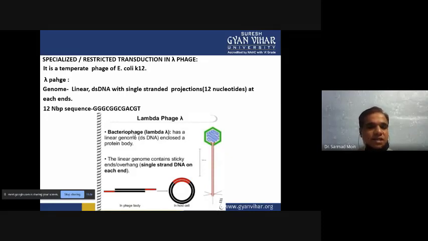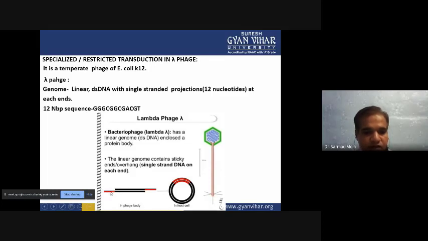Now the specialized, restricted transduction example we will see. The first example is lambda phage. Its host is E. coli K12, and lambda phage is double-stranded DNA. Basically, when it is inside the host cell, in the cytoplasm, the double-stranded DNA will be circular. So how does this happen? The phage particle has linear, double-stranded DNA, and it has cohesive ends. See these ends of the double-stranded DNA; why are we calling them cohesive ends?